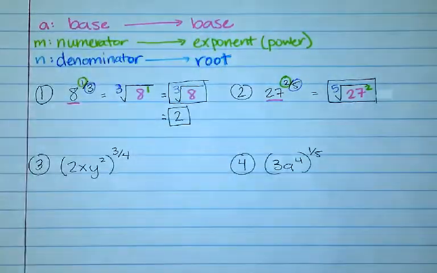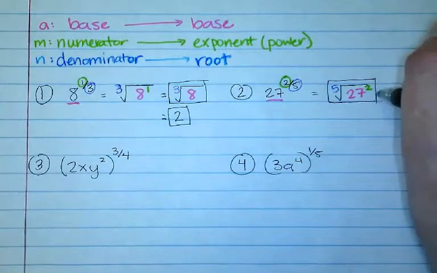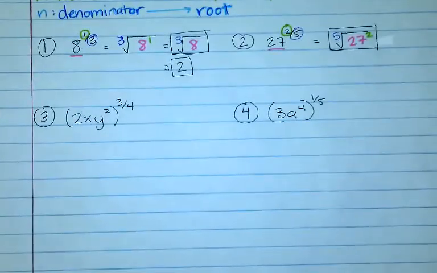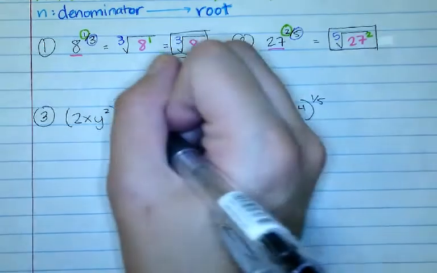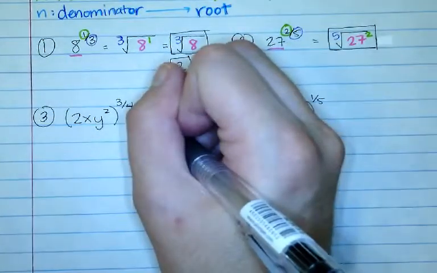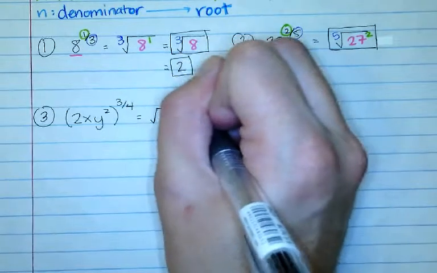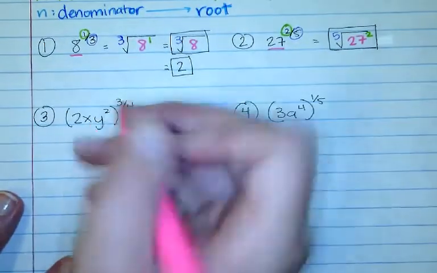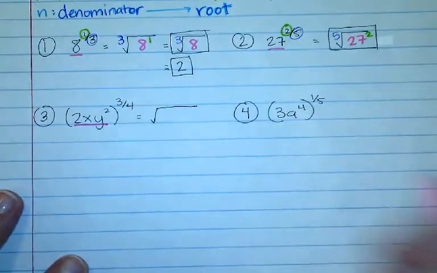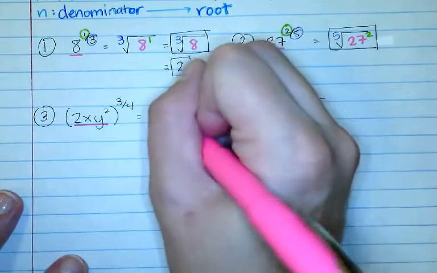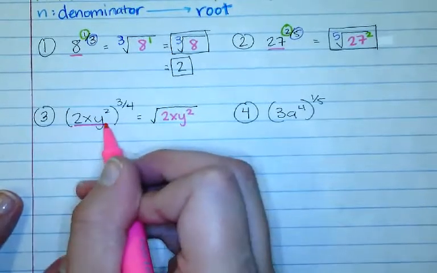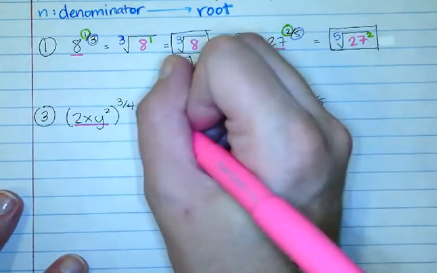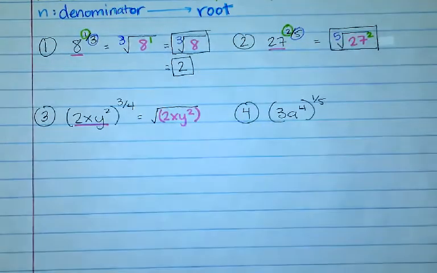All right? Now let's take a look at number 3 here. We're going to rewrite these in our radical form. We got our rational exponent, and we want to rewrite it in our radical form. So Maria, what's my base? 2xy squared. The entire thing is the base, right? Because that entire thing is being raised to this exponent. And we want to go ahead and put that in parentheses so that we don't lose that. That 2xy squared, the entire thing is my base.